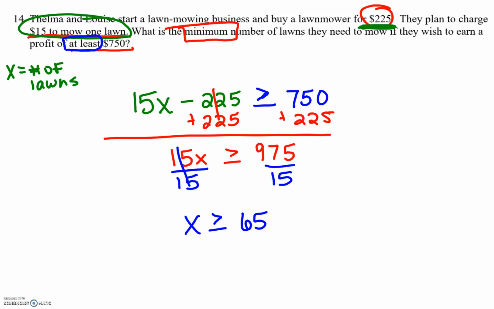That means they have to mow 65 lawns to break even, and once they want to start making a profit, it has to be above 65. So if they wish to earn a profit of at least 750, it would be 65 lawns. Remember, x is greater than or equal to 65.